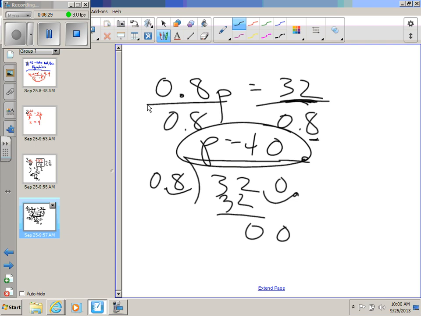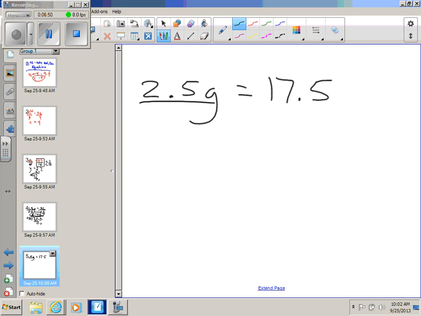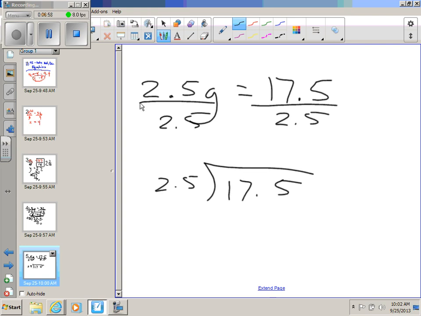Any questions so far? Try another one like that. Sure. 2.5g is equal to 17.5. Computation. All right. Dividing both by 2.5, I need to make sure that I'm dividing by a whole number. Therefore, if I move that decimal over one place, instead of 2.5, now it's 25, a whole number. Got to do one place on the inside since I did one on the outside.